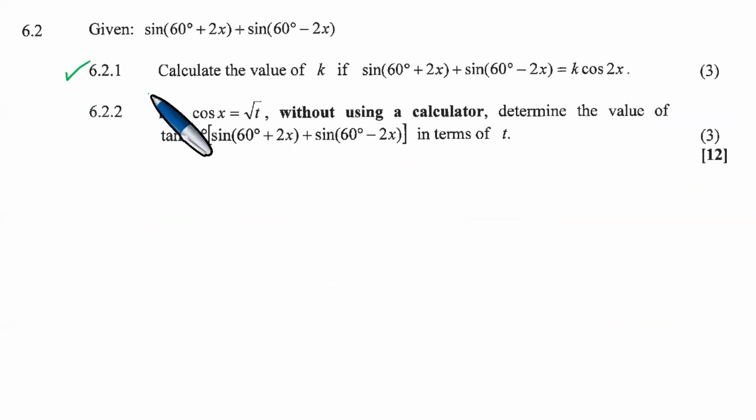It is 6.2.1. Given the sine of 60 degrees plus 2x plus the sine of 60 degrees minus 2x, calculate the value of k. If the sine of 60 degrees plus 2x plus the sine of 60 degrees minus 2x equals k cosine 2x. What do we do here, Neo? What is the first step? What would you do first? What is k?